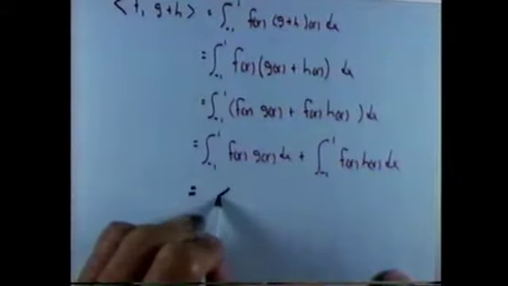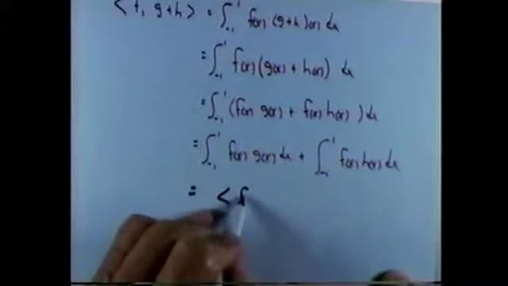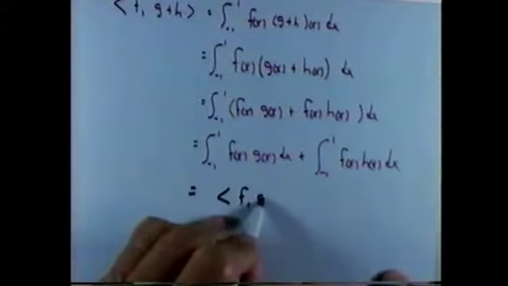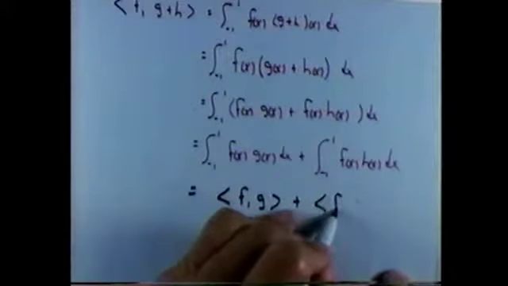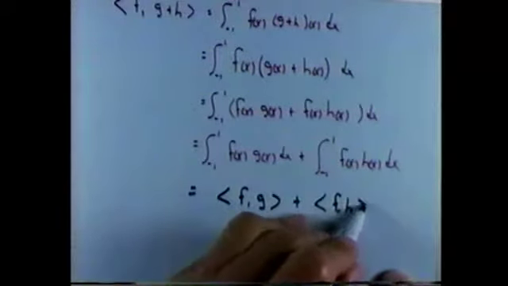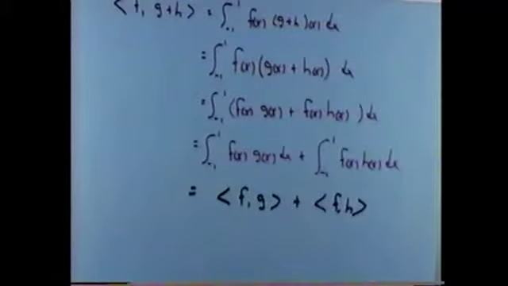Which is equal to the inner product of f and g plus the inner product of f and h. So we have proved that the definition is distributive over vector addition.